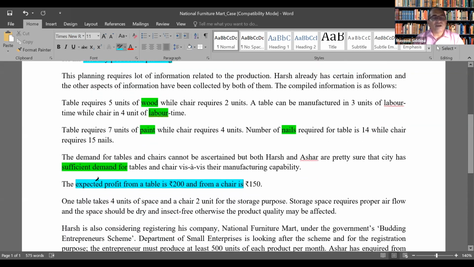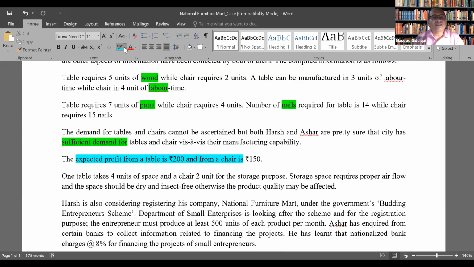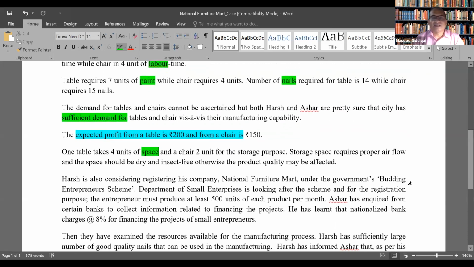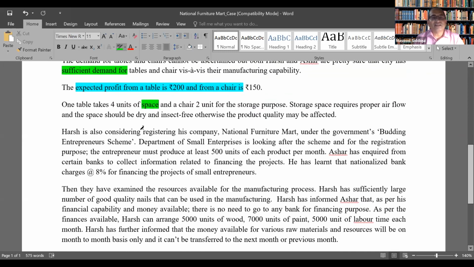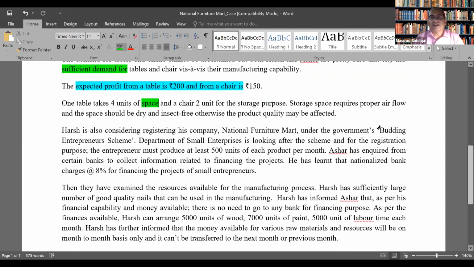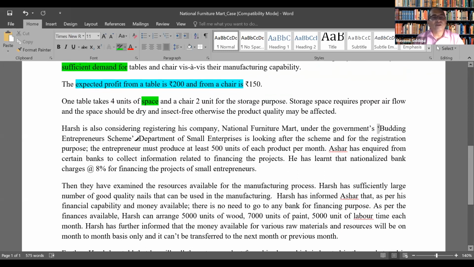Further, one table takes 4 units of space. So the other thing under consideration is the space, and 2 units for the storage purpose. Storage space requires proper airflow, and the space should be dry and insect free, otherwise the product quality may be affected. Now the next thing under consideration: Harsh is also considering registering his company, National Furniture Mart, under the government's Buddy Entrepreneurial Scheme.